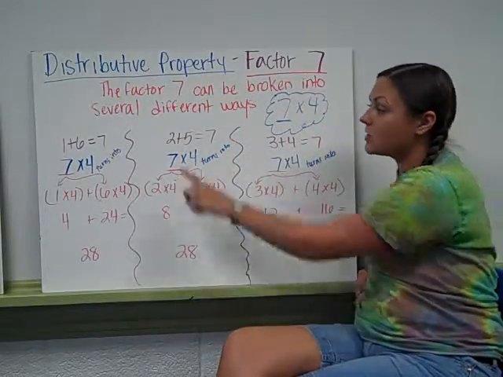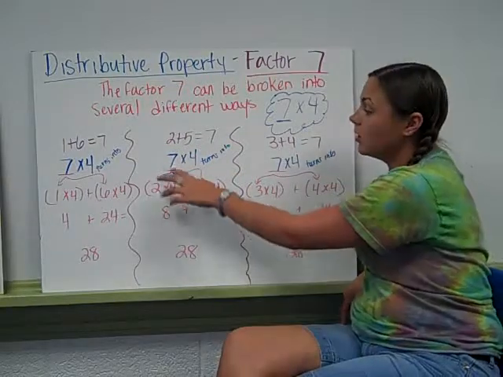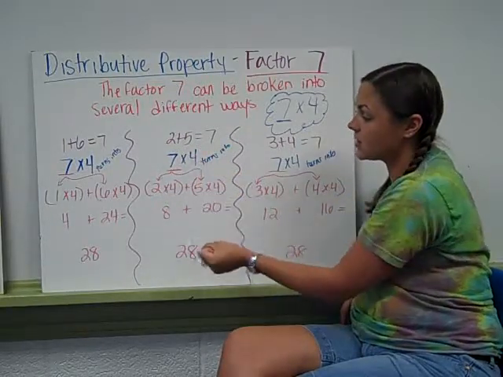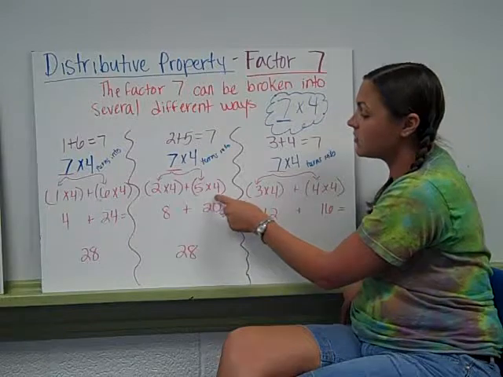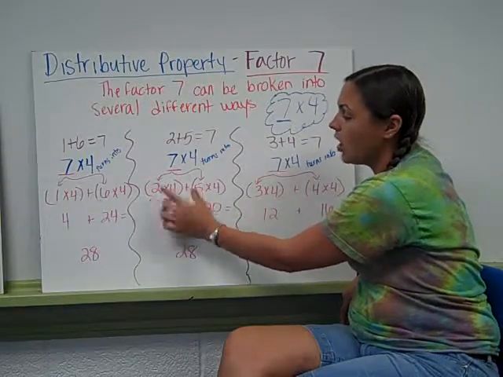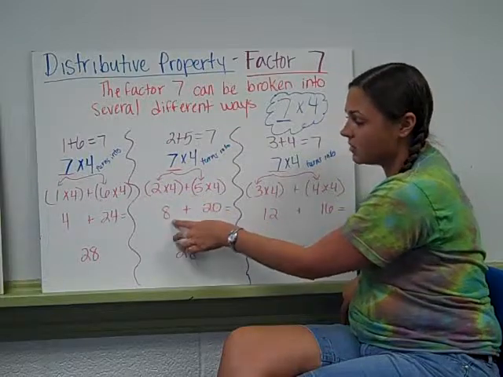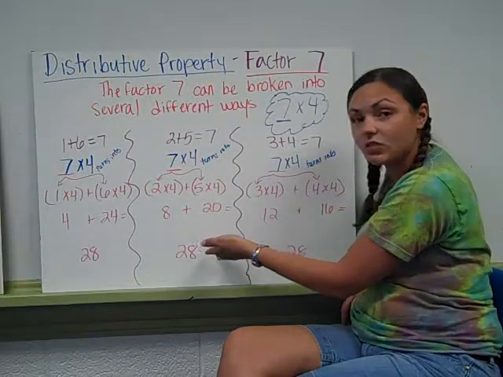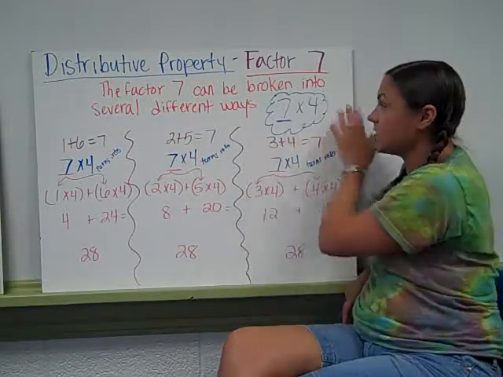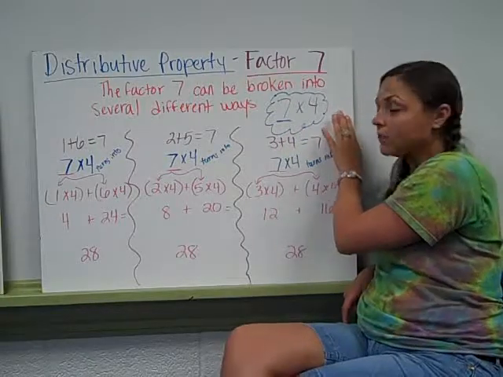Here I broke the 7 up into 2 plus 5. I have 2 times 4 because the 4 stays the same, plus 5 times 4. The 5 and the 2 are coming from that 7. So 2 times 4 is 8. 5 times 4 is 20. When I add those up, I get 28. That is the answer to 7 times 4.